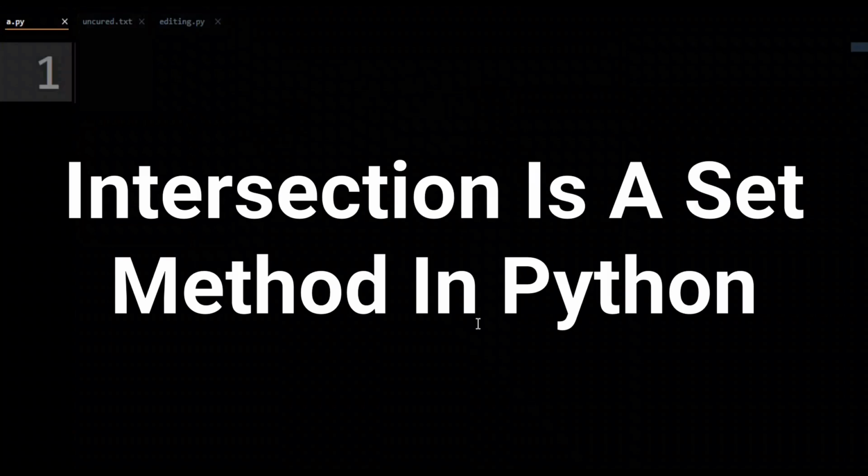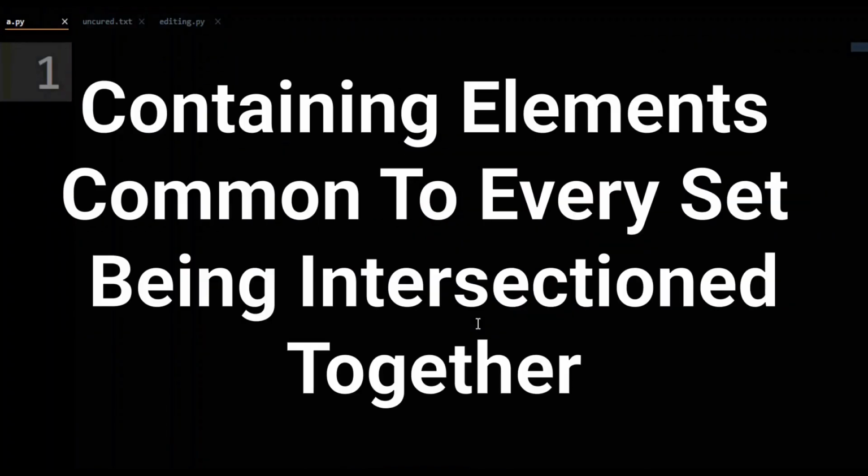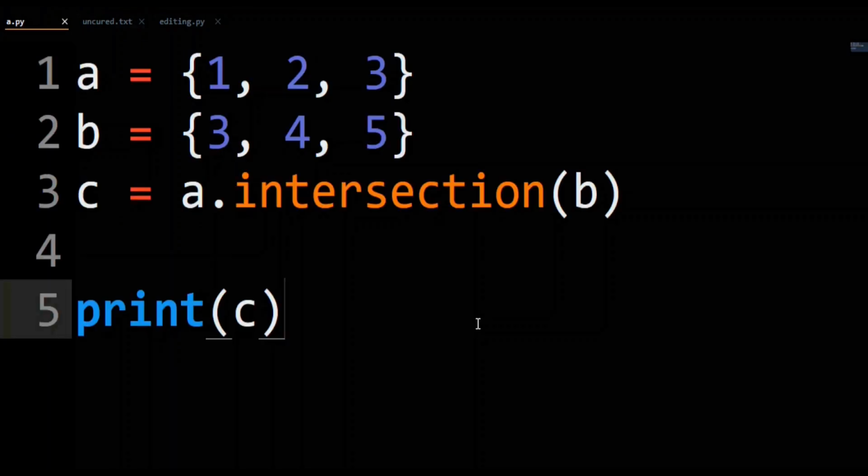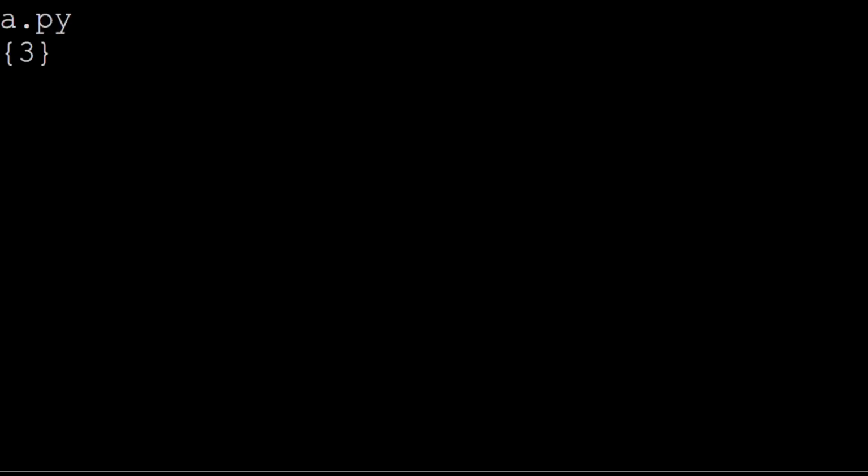Intersection is the set method in Python that returns a new set containing elements common to every set being intersected together. Python has a few different ways to perform the set intersection operation. First, you can just use the intersection method. You have these two sets, and then you intersect them together into a third set. Let's see what happens. As you can see from the output, only elements that occur in both sets are in the new set.